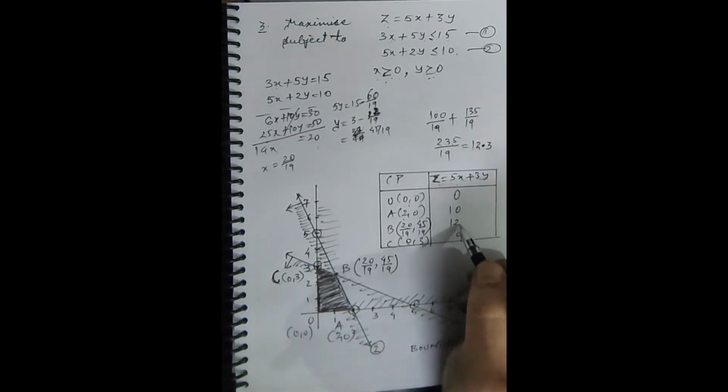Now to compare, we have to convert that into decimal. 19 ones are 19, and it's 45, 19 twos are 38, remainder 7. 19 threes are 57, about 12.3. We need to maximize, so this is the maximum value, for the point 20 by 19, 45 by 19. So this way we have maximized the objective function.